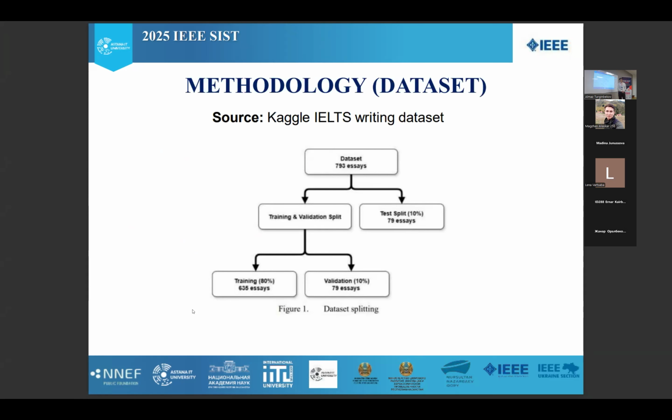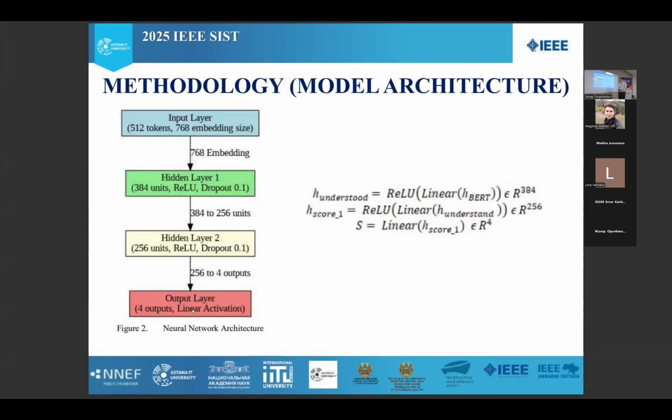The dataset for training this model was obtained from the Kaggle platform, where we found only 800 essays, and the dataset was split. 10% of the essays were for test, 80% for training, and the other 10% for validation.